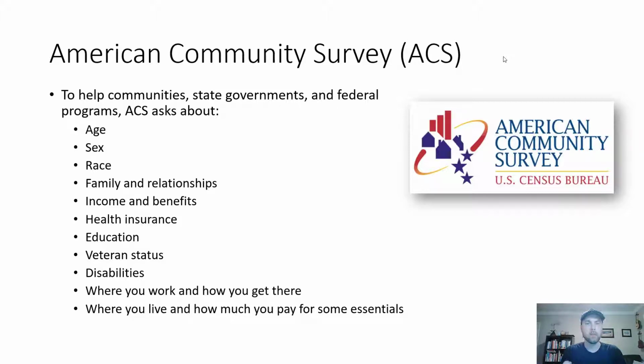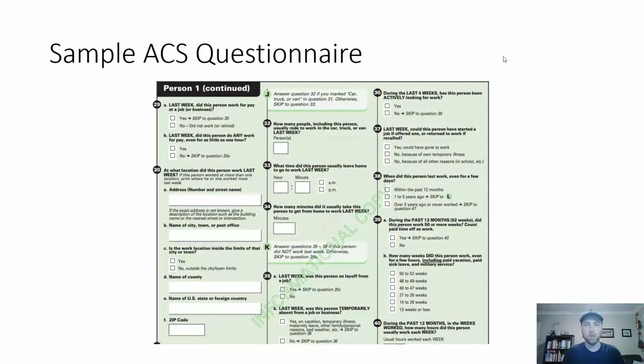And so ACS data, as I said, is more timely than the decennial census, but because it relies on a smaller sample size, there is a higher margin of error. It's just inherent in the data, you have to accept there's going to be a higher margin of error. But sometimes it's not such an issue. It just depends on what task you're trying to accomplish. This is just a sample ACS questionnaire.